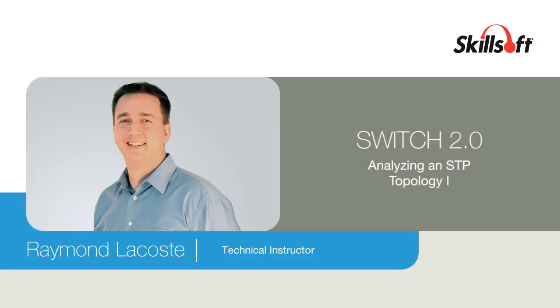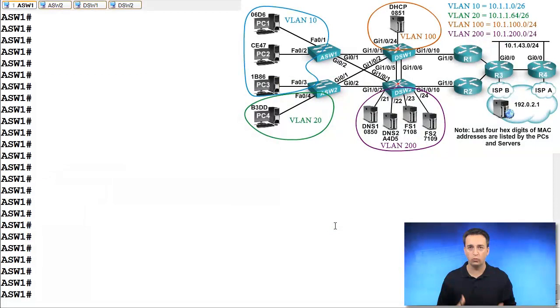Let's apply our spanning tree knowledge to real-world devices. In this example, we can see ASW1, ASW2, DSW1, and DSW2. And we're just going to focus on one VLAN, and that is going to be VLAN 10. I'd like to identify the current spanning tree topology for VLAN 10.